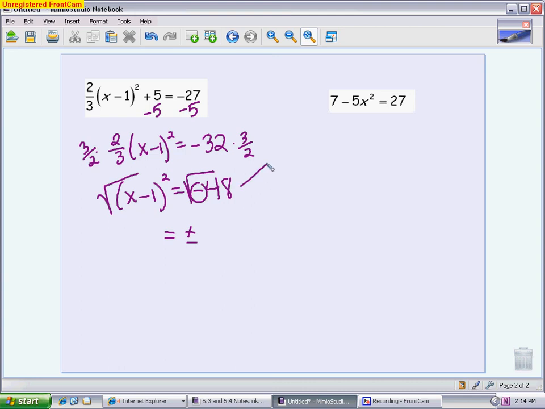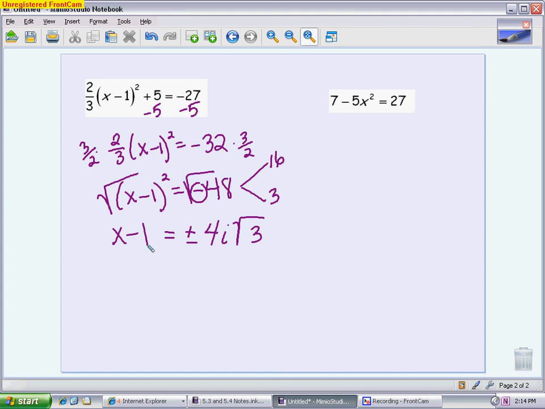48 is not a perfect square, but it does have a perfect square factor of 16. It is 16 times 3. When I take the square root of 16, I get 4. So I'm going to put a 4. I'm also going to put an i. That's showing that there was a negative under the radical. And then I'm going to have the square root of 3. That's what x minus 1 equals.